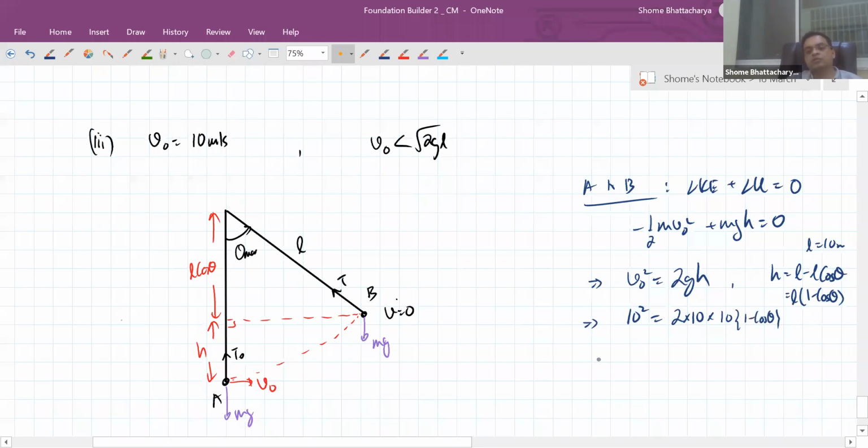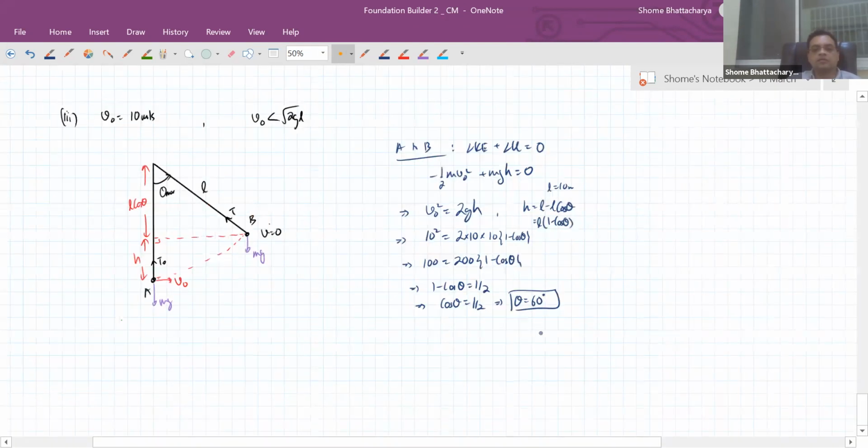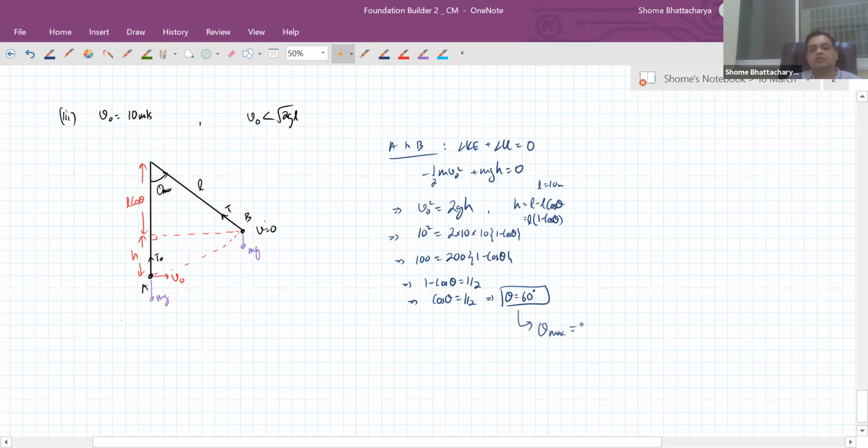Okay. So from this you can see that 1 minus cos theta is half. Therefore, cos theta is half. Therefore, this theta is 60 degrees. So this is only the maximum angular displacement. So theta max only is 60 degrees.